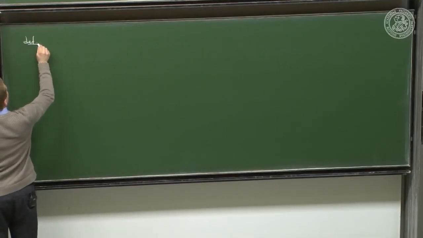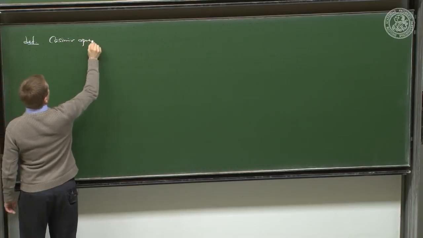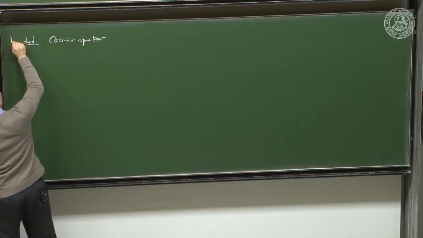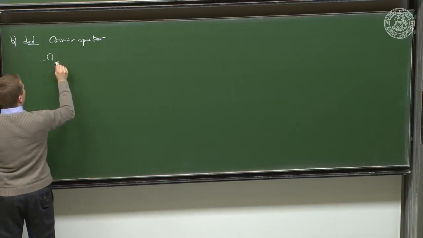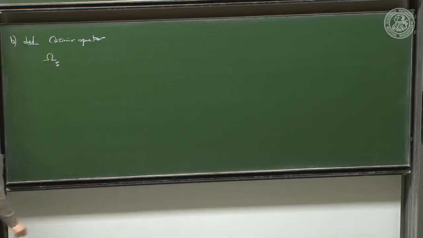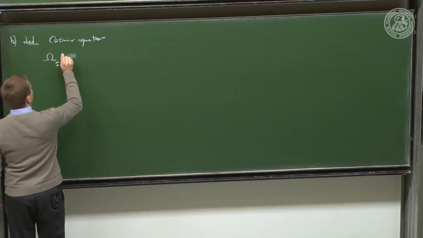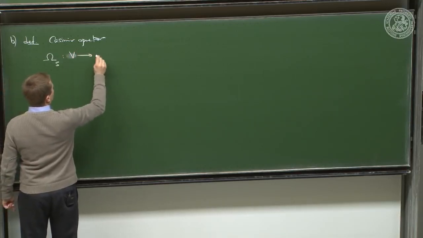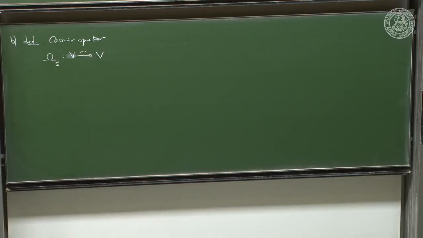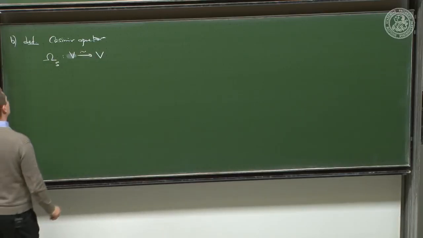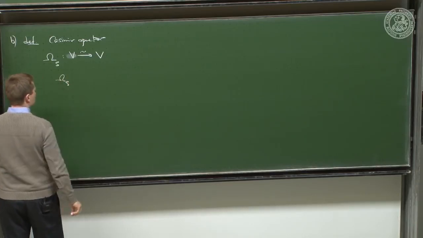Now you define the Casimir operator. So that's step B. You define the Casimir operator, let's call it omega, with respect to the given representation as, well, what is it? It's a map from V to V. So it's an element in End V. And it's defined as omega rho.